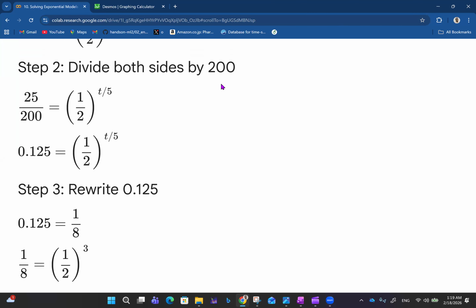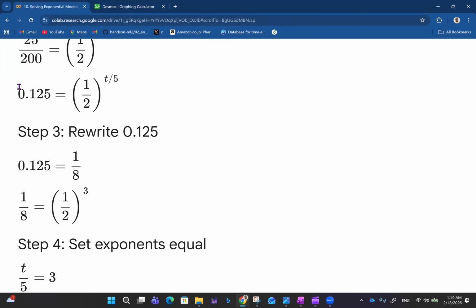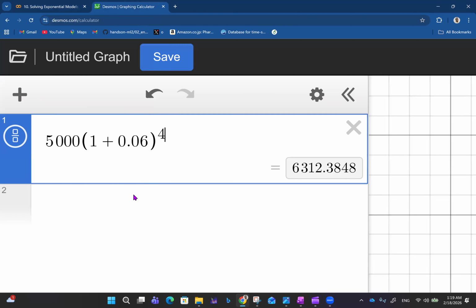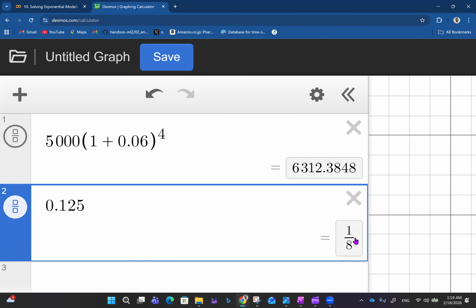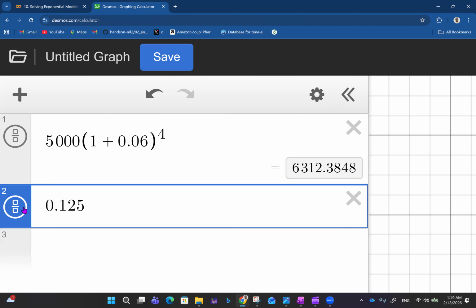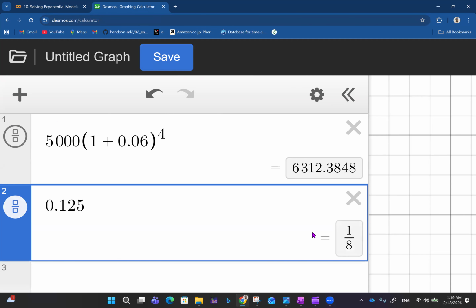Then step 3. In step 3, we rewrite. So we divided by 200, so we got this, right? We are looking for t. So then we can rewrite 0.125. 0.125 is 1 over 8. Let me see, I think there's a way we can do that here. So this tells you that you can change it to a fraction. If you click on this, it tells you 0.125 is 1 over 8. If you want the decimal back, just click this.